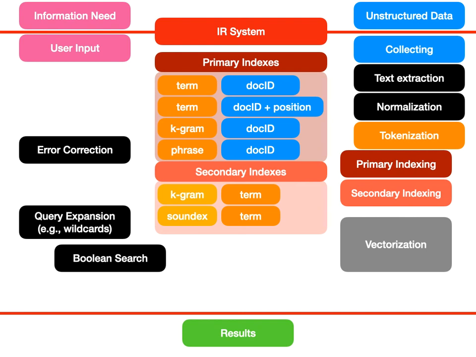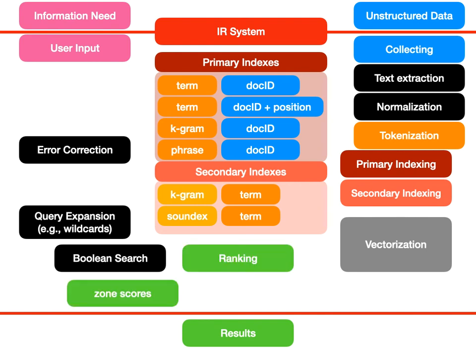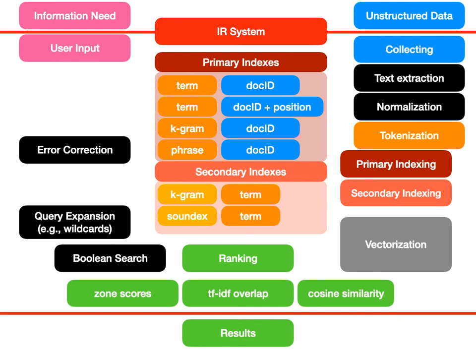And then finally, we can take that and various other things from our Boolean search, and we can start our ranking process. We've got zone scores, we've got TF-IDF overlap, and we've got the cosine similarity for the vectors. That gets us a results page. This is it. We've done it. Ta-da!